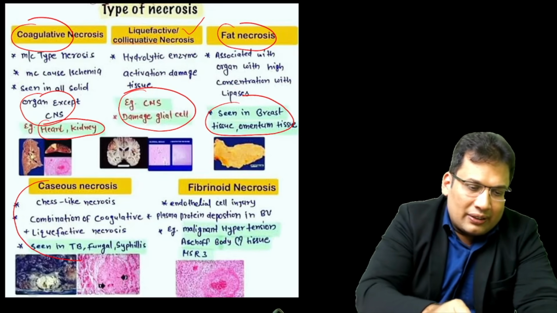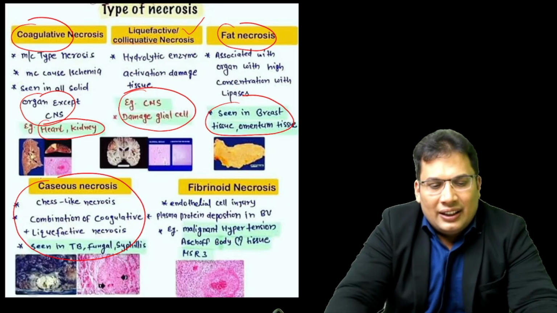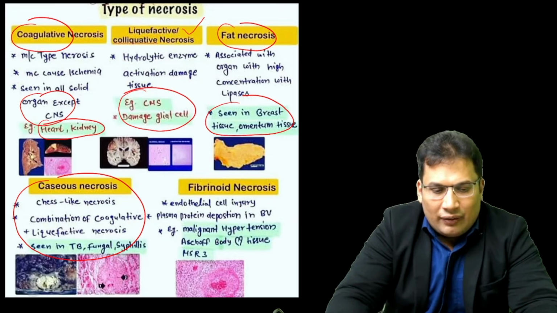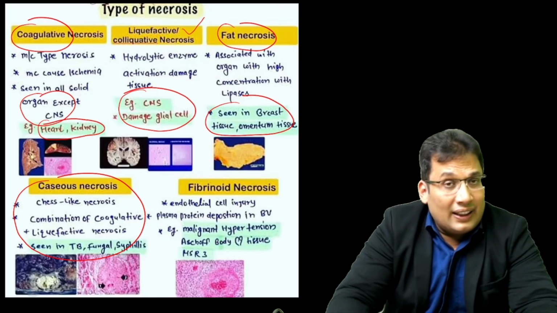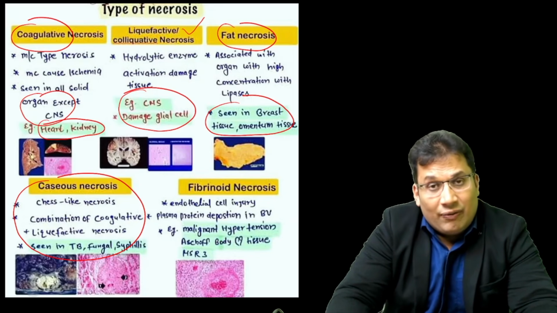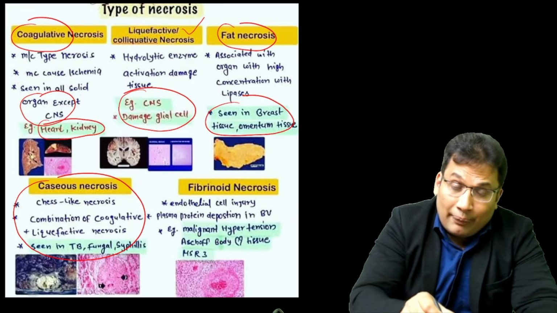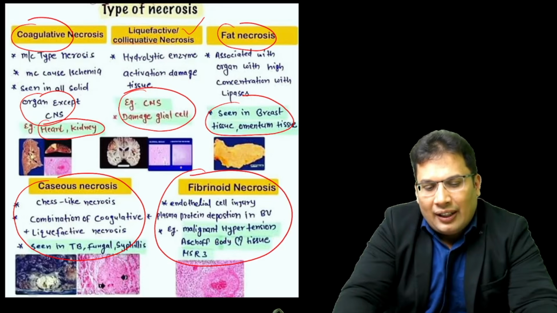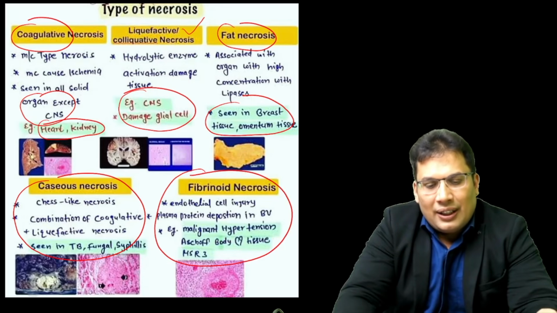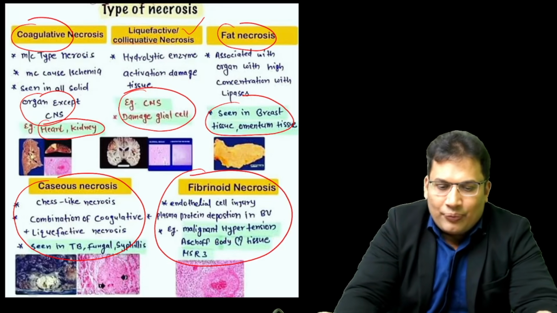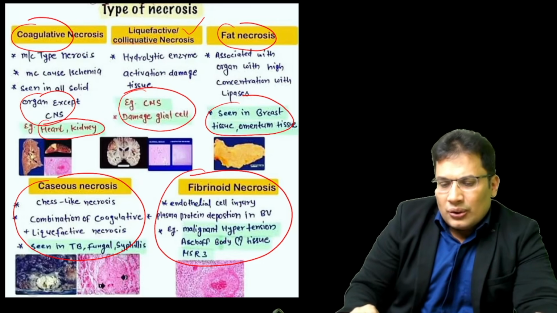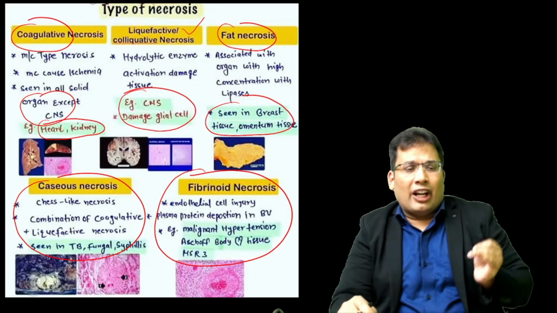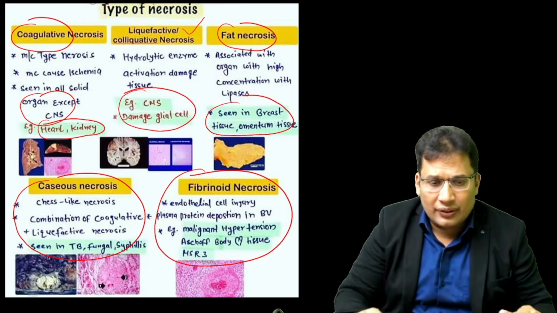Caseous necrosis. In caseous necrosis, you will see cheesy necrosis, a combination of coagulative and liquefactive necrosis, seen in tuberculosis, fungal infection and syphilis. Fibrinoid necrosis is basically seen in blood vessels. The example is malignant hypertension. So you need to write about the types of necrosis: coagulative, liquefactive, fat, caseous and fibrinoid necrosis.